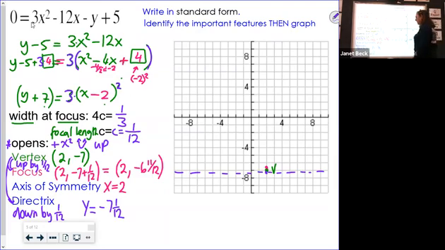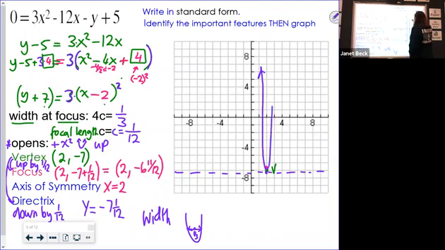So to draw this thing, the focal width, going through the focus, that width is going to be 4c, which was 1/3. So I'm going to go half to the left and half to the right. I'm going to go 1/6 to the left and 1/6 to the right. So it's really going to be this ridiculous parabola, tall and skinny like that.